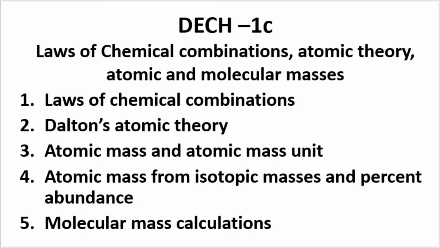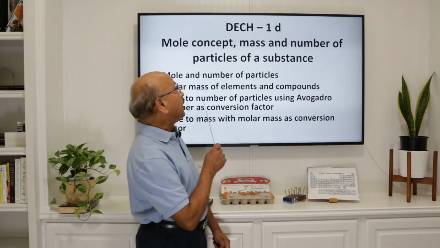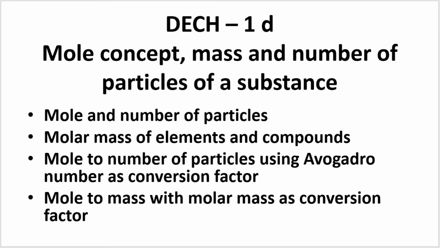In the last class, we discussed laws of chemical combination, Dalton's atomic theory, atomic and molecular masses. Today, we will discuss some very important ideas like mole concept, mole and the number of particles, molar mass of elements and compounds, mole to number of particles using Avogadro number, and mole to mass of substances by using molar mass.